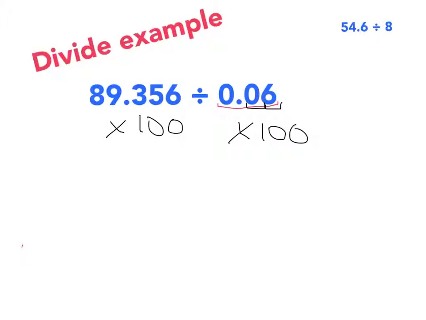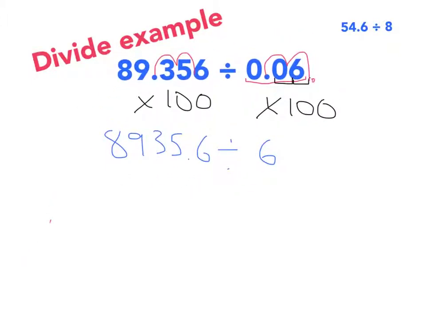And that will get me an answer of 6, and if I multiply 89.356 by 100, it will get me 8,935.6. That will be my answer, because I've multiplied them by 100. So I've moved this decimal place 1, 2, and I've moved this decimal place 1, 2. So that's my answer. Now, exactly as I did last time, let me just delete that for you.